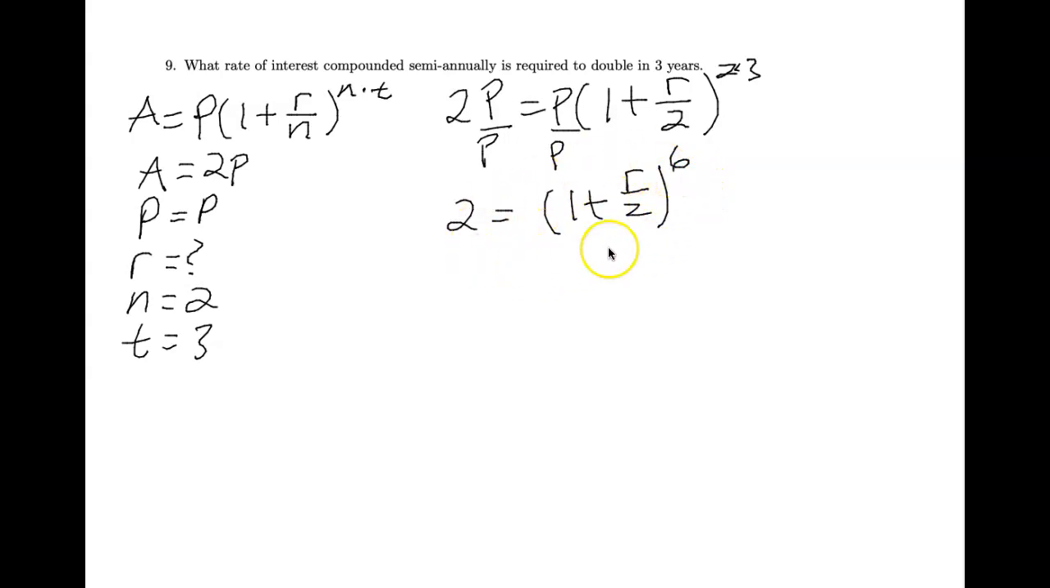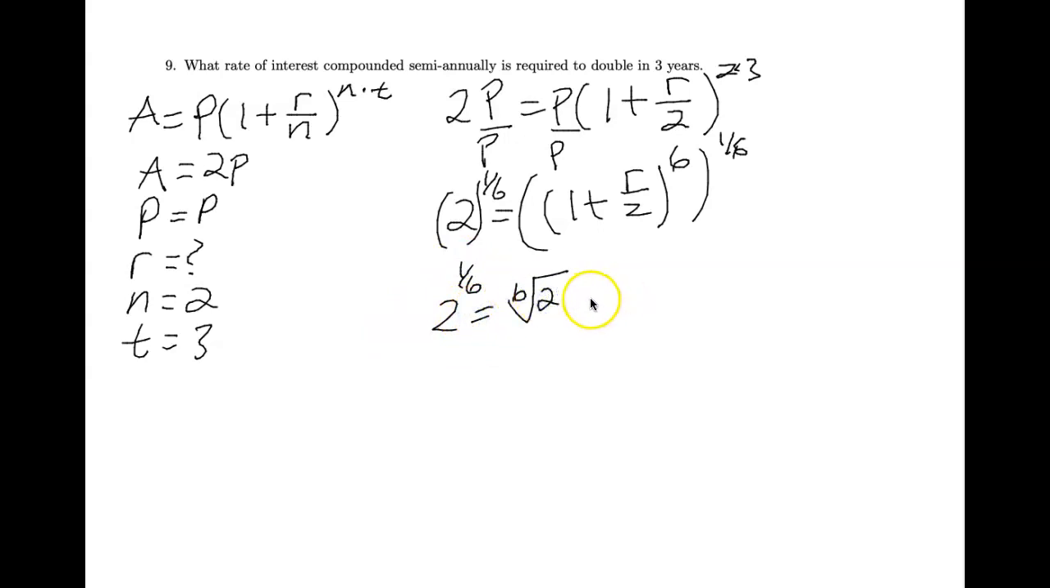To solve this equation, you can think about it similar to if it was a quadratic: how do we undo that 6th power? We can do the 6th root or raise everything to the 1/6. So if we raise both sides to the 1/6, we'll have 2 to the 1/6, and just as a reminder, that is still the same thing as the 6th root of 2, so that is going to equal 1 plus r over 2.